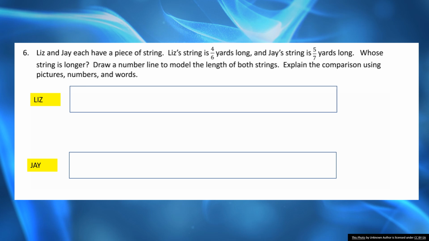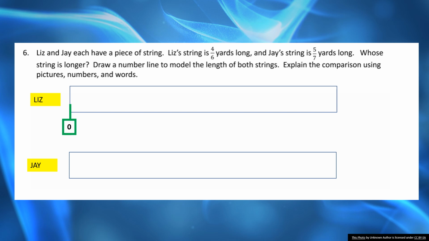Now, again, we can turn fraction strips into number lines. Just have to add a couple of things. So make sure you have your 2 rectangles on your paper, and then we're going to turn these fraction strips into number lines. Okay, so first, let's work on Liz's piece of string. In order to turn this to a number line, we're going to add another little line and write a 0 and box it in on one end.